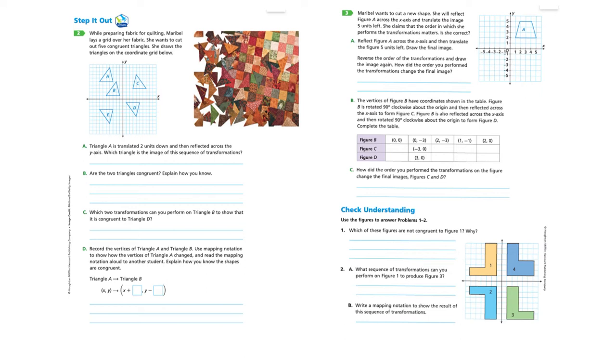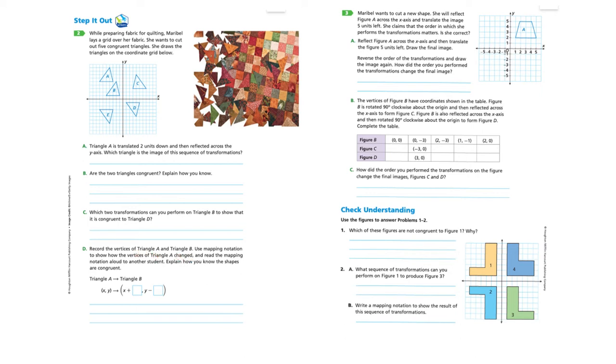And remember that from the definition on the last page. Which 2 transformations can you perform on triangle B to show that it is congruent to triangle D? So what are you going to do there to show that those 2 triangles are congruent? And then the last question, D, record the vertices of triangle A and triangle B.